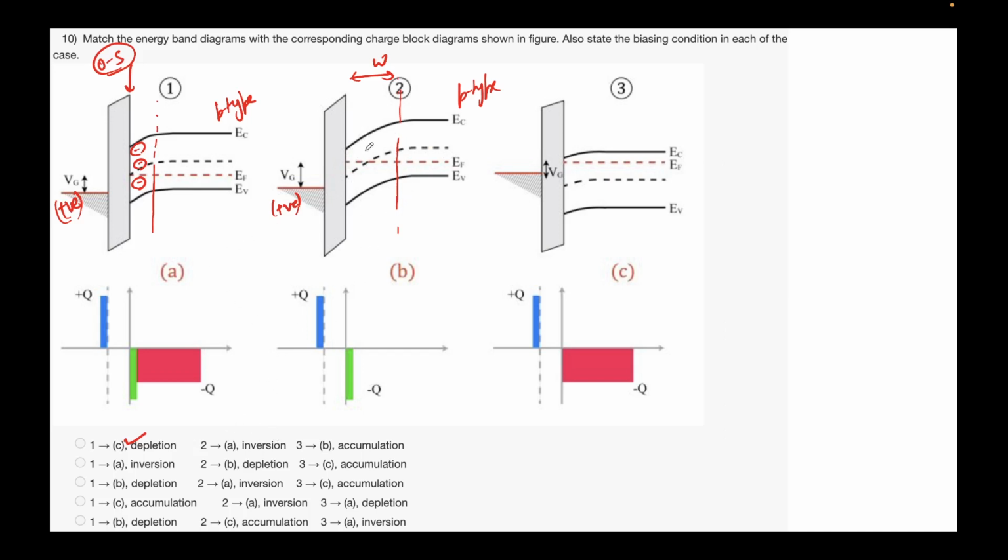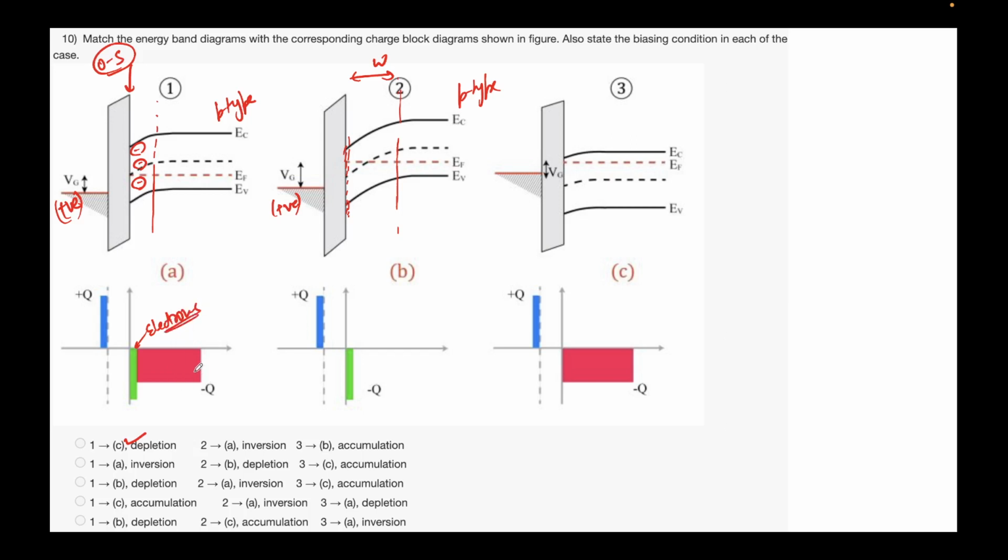How will it look? Now what will happen is that electrons will start to accumulate here in this very thin region. Electrons will start to accumulate, just like holes were accumulating, remember, in accumulation. So electrons will start to congregate here, they'll start to come here, and you see this green sheet. This is for electrons.